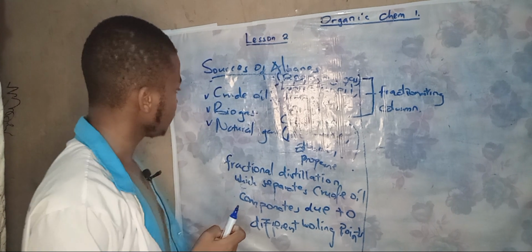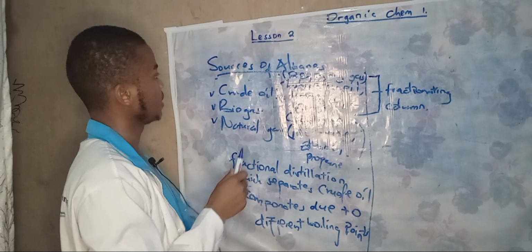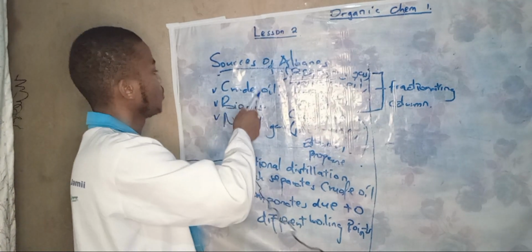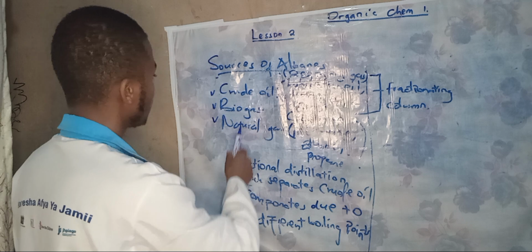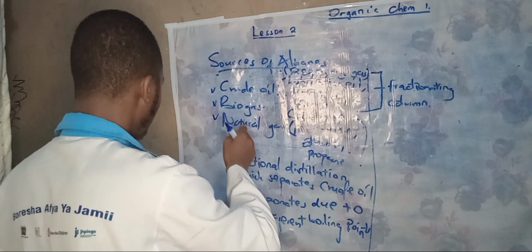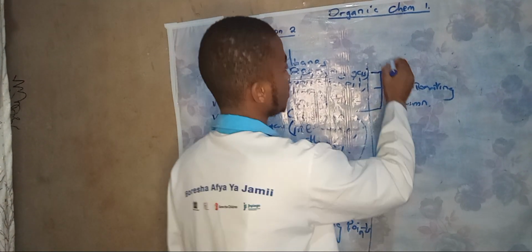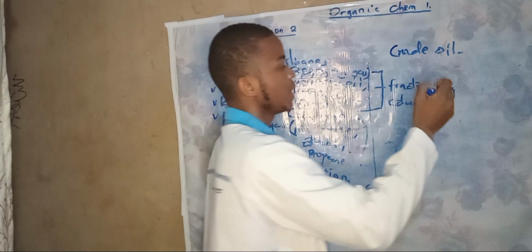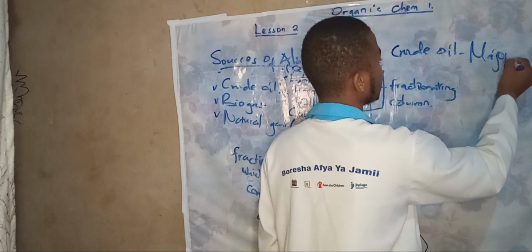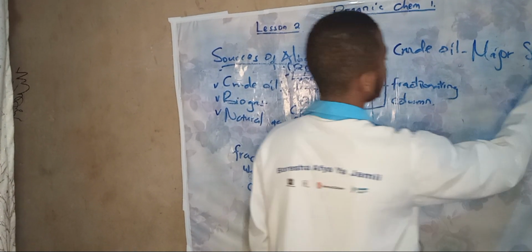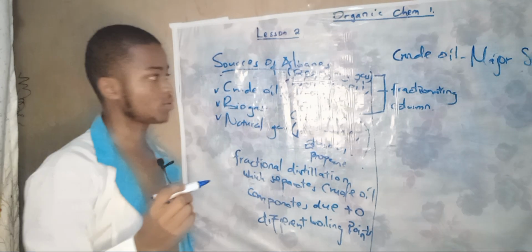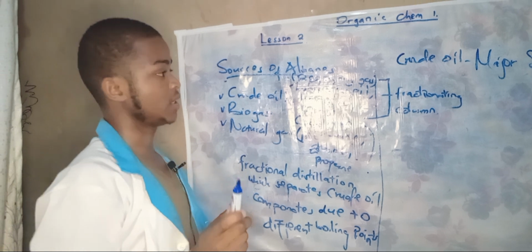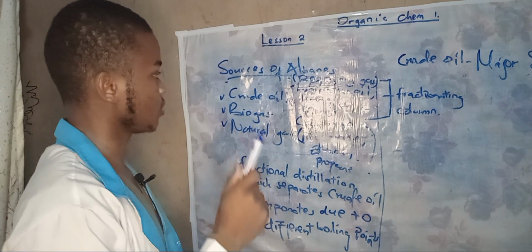Now, having understood the sources of alkanes, which are three, we always say that one major source is crude oil. Crude oil remains the major source of alkanes, right? Have that in the back of the mind. Crude oil is the major source of alkanes.